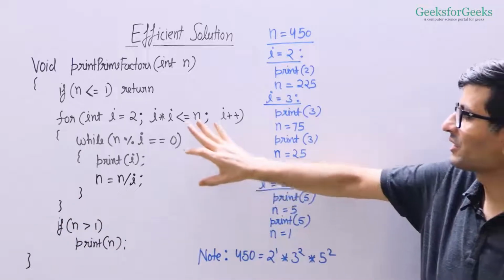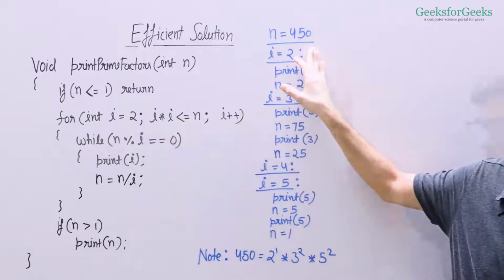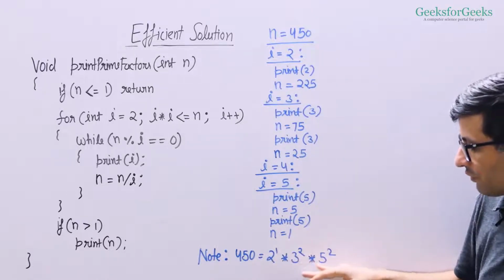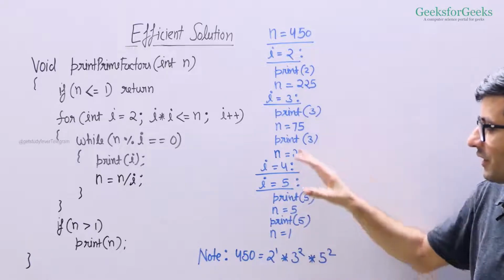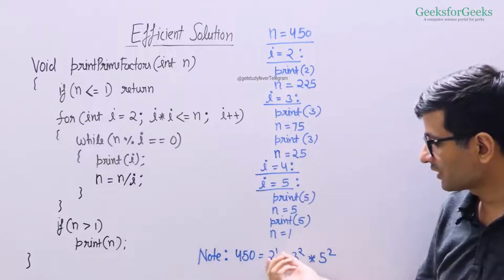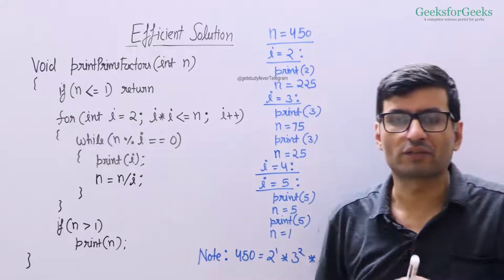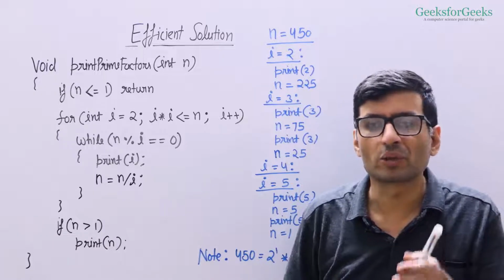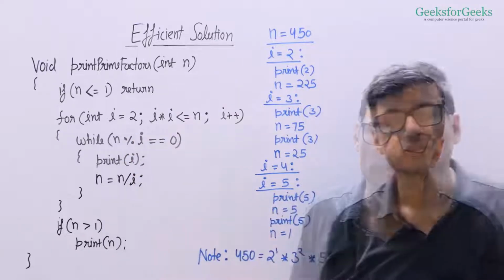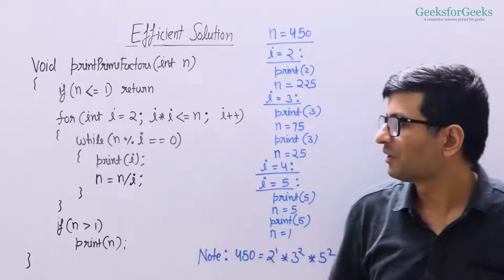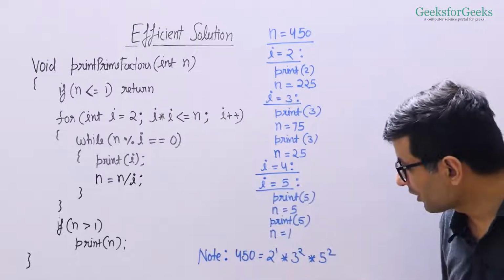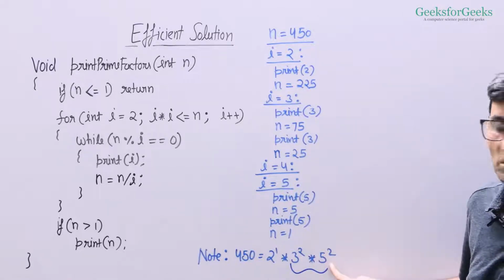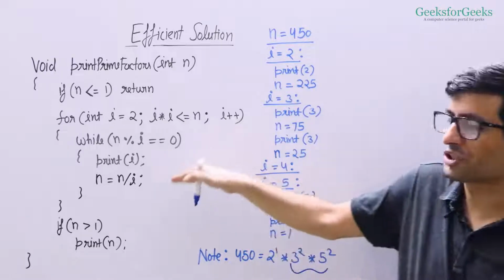Let's understand the execution of this code with this example 450. We have discussed earlier that 450 is 2 raised to the power 1 into 3 raised to the power 2 into 5 raised to the power 2. So what we do in this logic is, we first take out 2. And we know that if 450 is not a prime number, then its first prime factor is going to be present from 2 to square root of n. So we find the first prime factor as 2. We divide n by 2. So our remaining number is now 3 raised to the power 2 multiplied by 5 raised to the power 2.